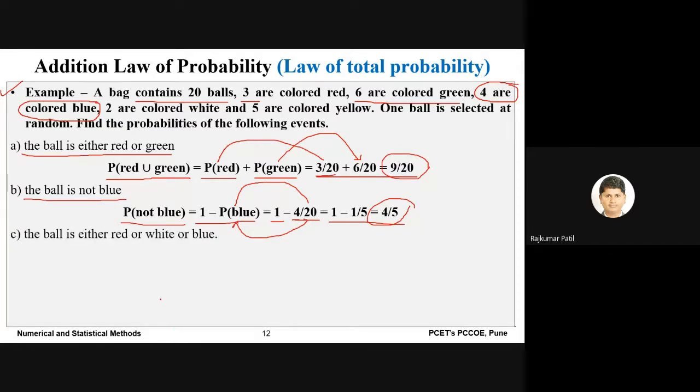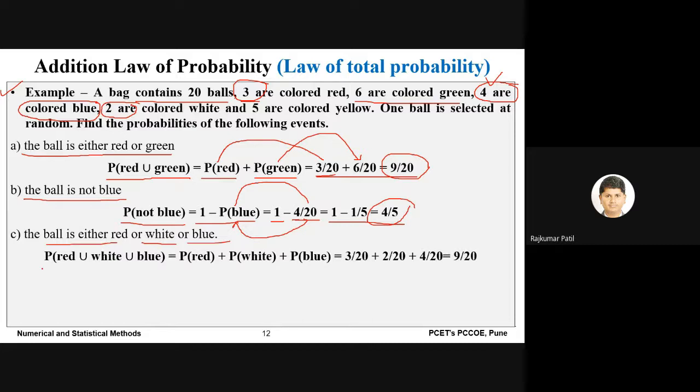Next question is, if we draw a ball randomly from a bag of 20 balls, what is the probability that the ball is either red or white or blue? So we know that there are 3 red colored balls, then 2 white colored balls, and how many blue are there? 4 blue balls are there. So 3 plus 4 plus 2.